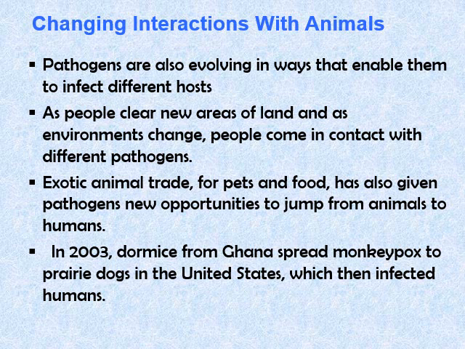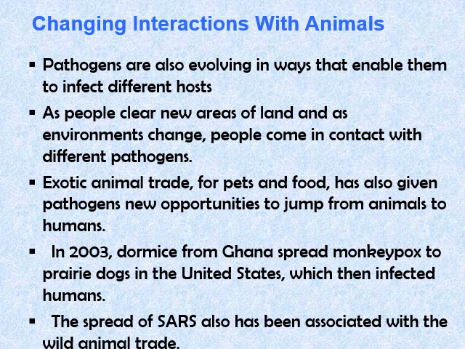In 2003, for example, dormice from Ghana spread monkeypox to prairie dogs in the United States, which in turn infected humans. The spread of SARS also has been associated with the wild animal trade.